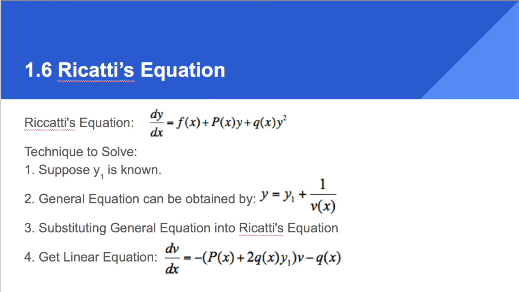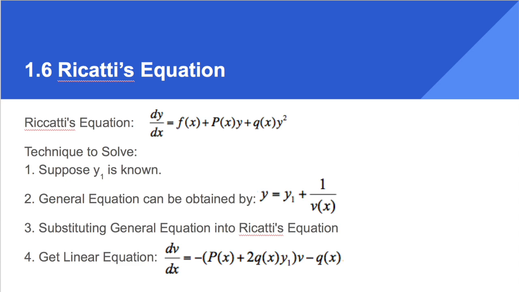The next method is called Riccati's equation, which was discovered by Euler in 1760. The following type of equation is called Riccati's equation: y' = f(x) + p(x)y + q(x)y^2. To solve Riccati's equation, first, we suppose that we know some particular solution y1. Then, we can obtain a general solution, which is y = y1 + 1/v(x).